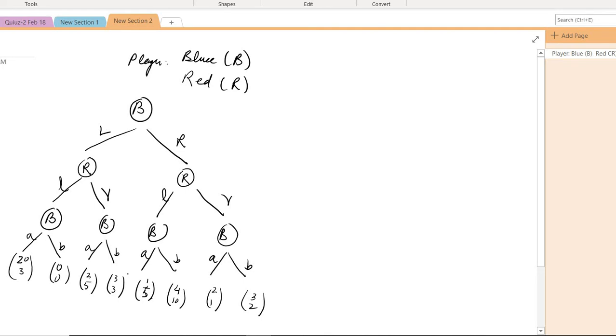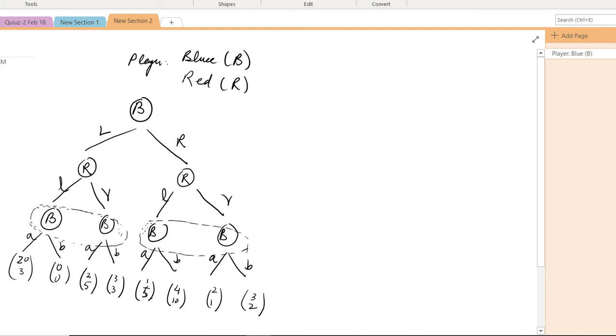So far the game is exactly the same. Player B starts the game. He plays L or R. Red plays small l or small r, and knows where he's standing and everything. But if I make a dotted circle, I am combining these two nodes. And similarly, I am combining these other two nodes.